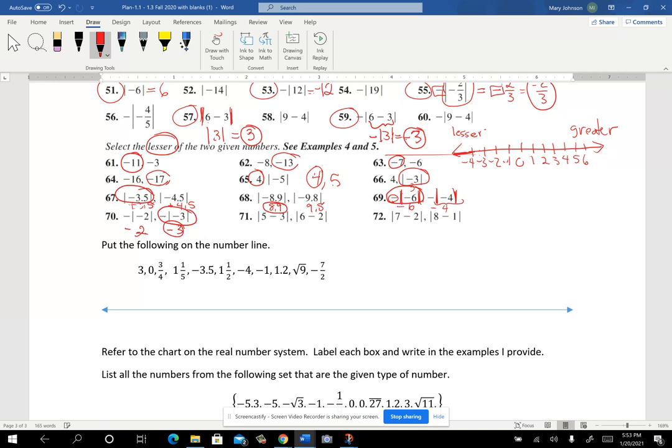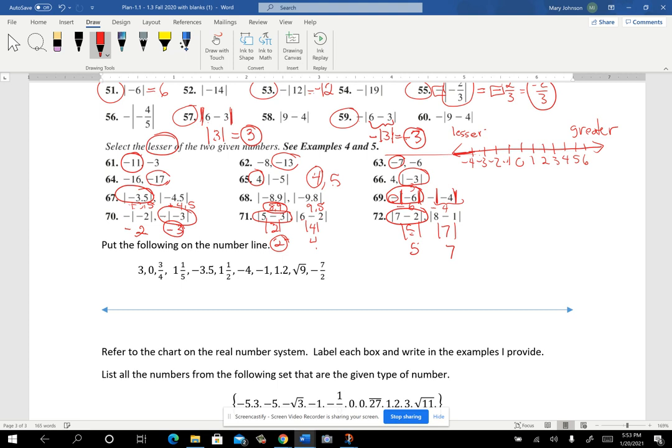And then on 71 and 72, you just work out that part inside, which is 2. Absolute value of that would be 2. Inside, you'd have 4. You have to take the absolute value, so you'd get 4. So 2 is smaller, so that's this first one. Okay. 7 minus 2, 8 minus 1, both are positive. So when you do the absolute value, they're just going to be a 5 and a 7. So this would be the smaller one. Okay.